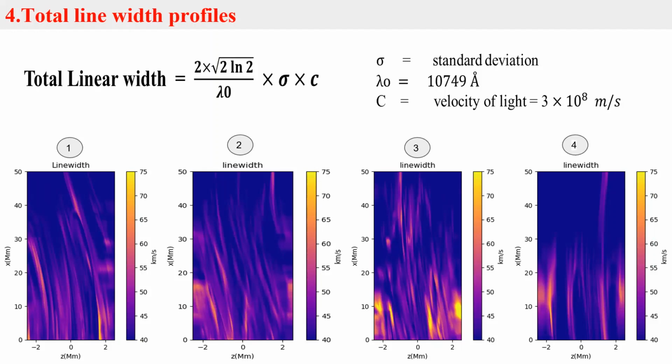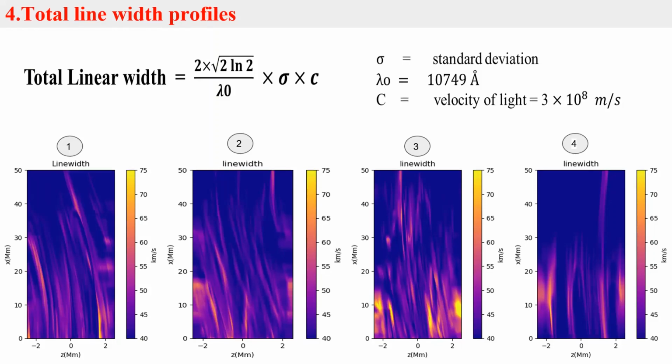And the range we have taken varies from 40 to 75, again taken according to the scale of each of our experimental observations. So that's how we find the total linear width profile, or line width profile, varies as per our data observations.